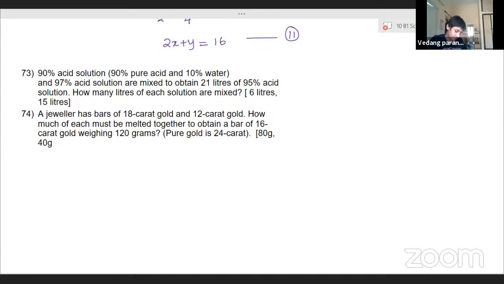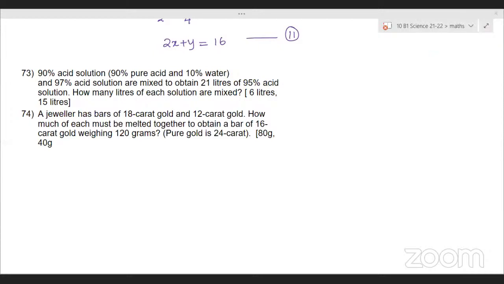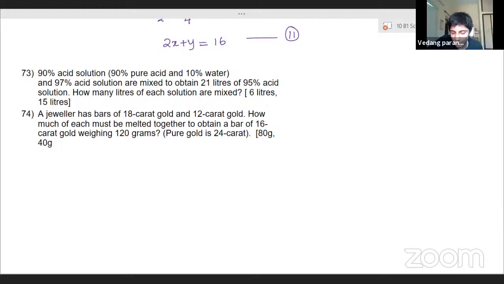X is 80 and Y is 40. Can anyone solve 74? Ma'am, I completed.